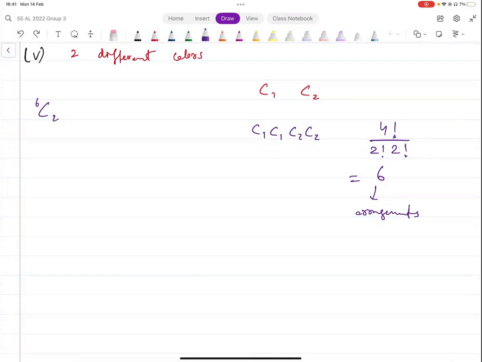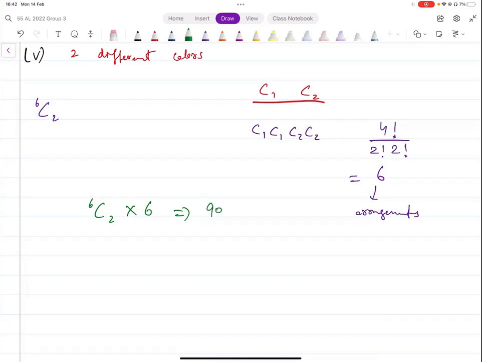So what do you have here? 6C2. We did this earlier. Out of 6, we chose two colors. Once the colors are chosen, any two colors, we have to arrange those pegs. Each color is coming twice. 4 factorial over 2 factorial over 2 factorial, and that turns out to be 6. The number of cases that you have for this is 6C2 into 6. 6C2 is 15, 15 times 6 is 90.